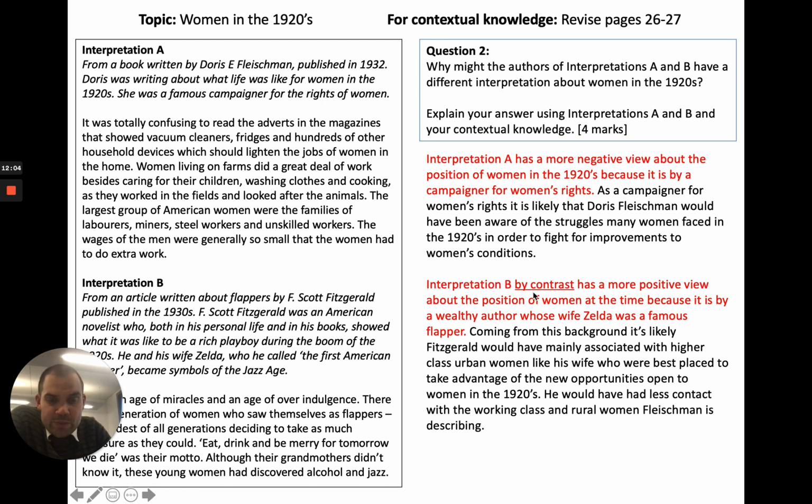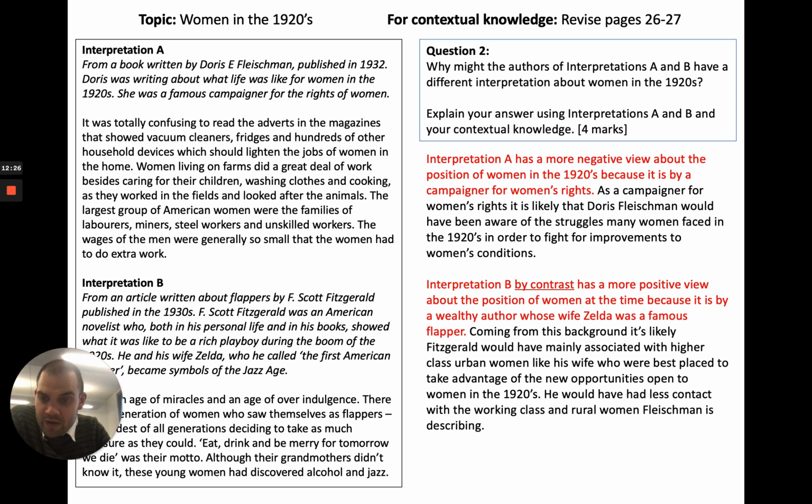So interpretation B, by contrast, has a more positive view about the position of women at the time because it is by a wealthy author whose wife Zelda was a famous flapper. And again, just like before, I'm not stopping there. I'm not just expecting the person reading it to think it's self-explanatory that, oh, well, she's a flapper, so obviously she'd have this take. I need to fully explain it.